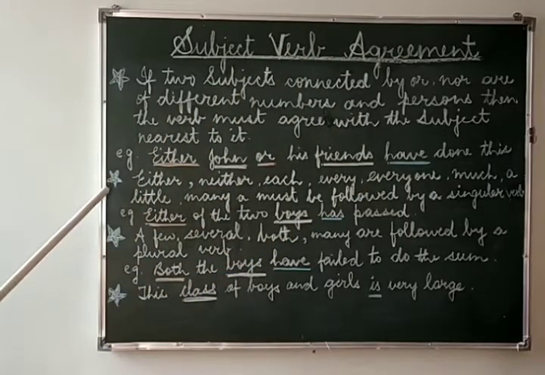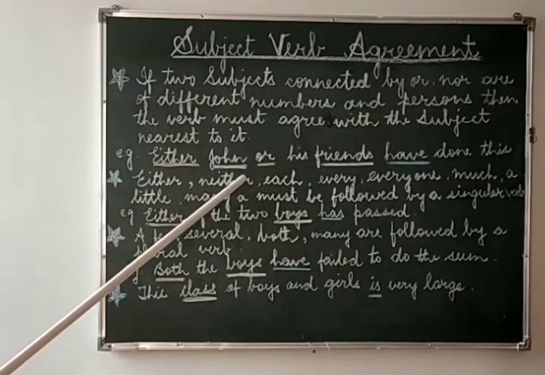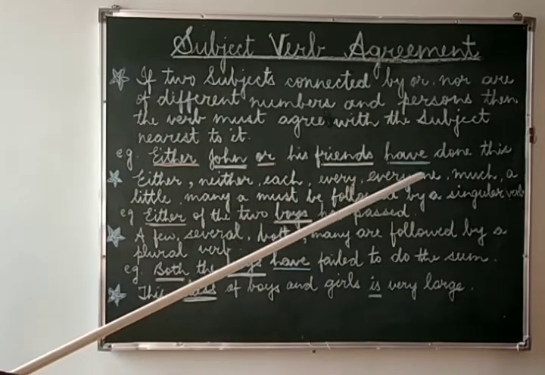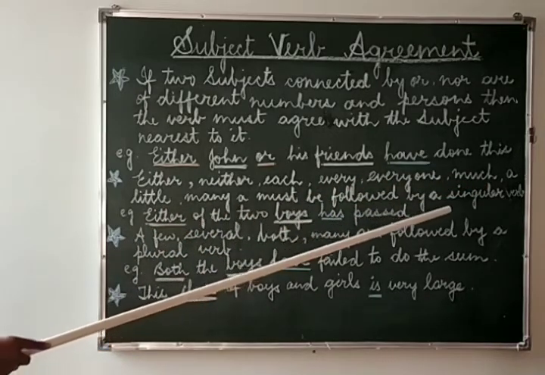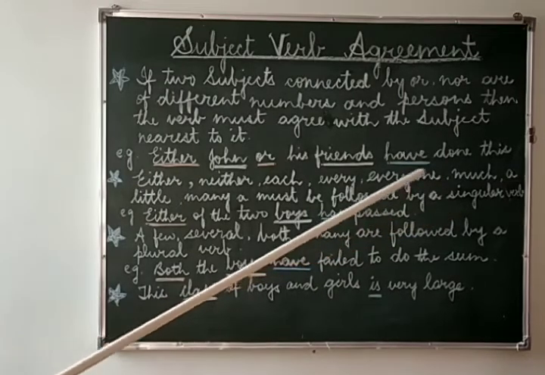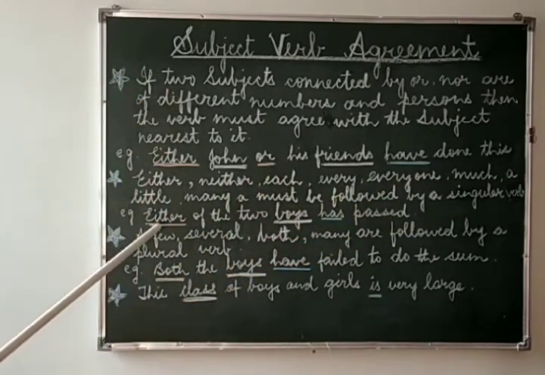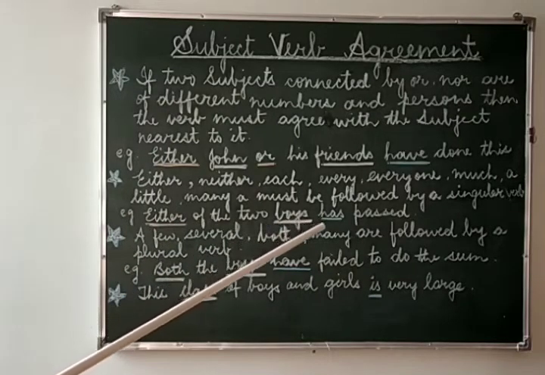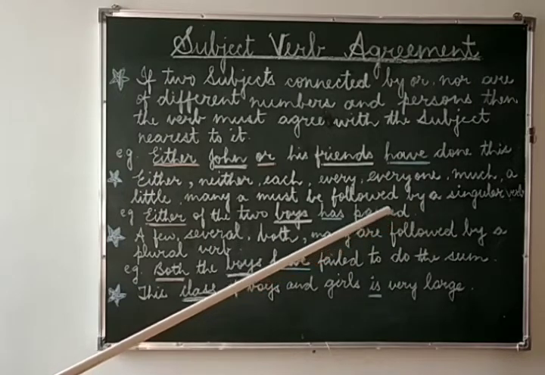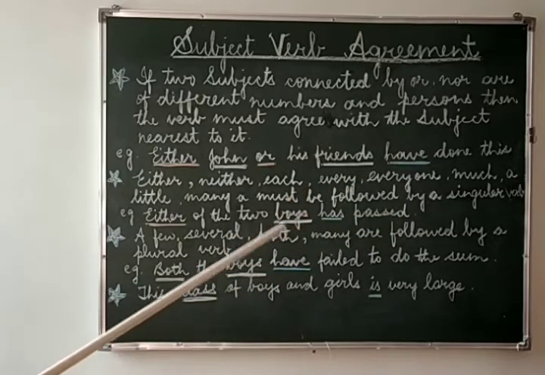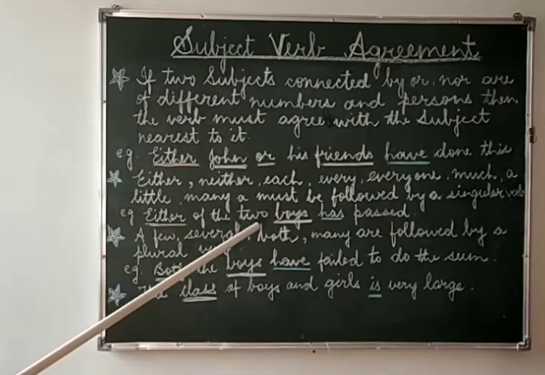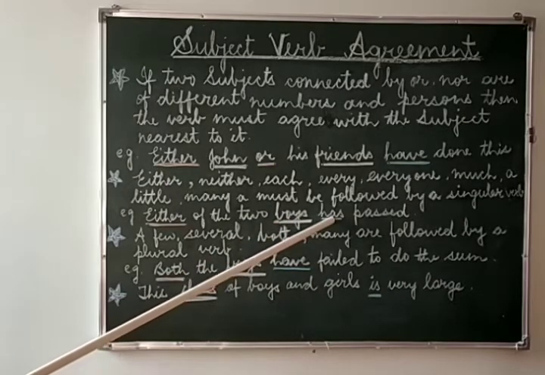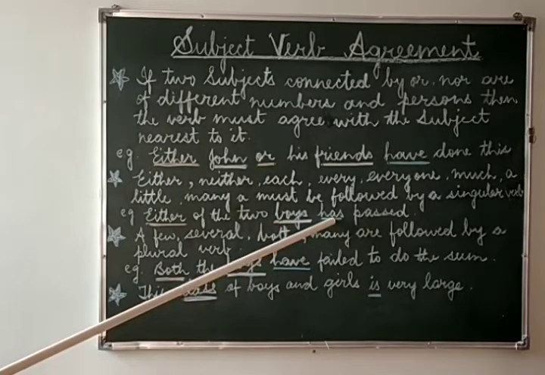Now next rule says either, neither, each, every, everyone, much, a little, many a must be followed by a singular verb because they refer to singular subjects. Now let's see this example. Either of the two boys has passed. That means among the two boys, one of them has passed. Therefore, either here refers to a singular subject and therefore the verb must also be singular.